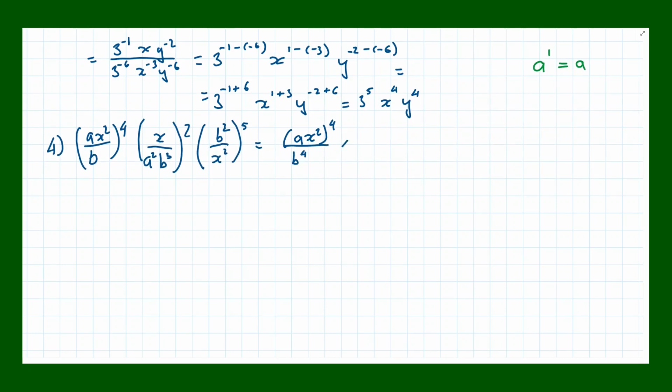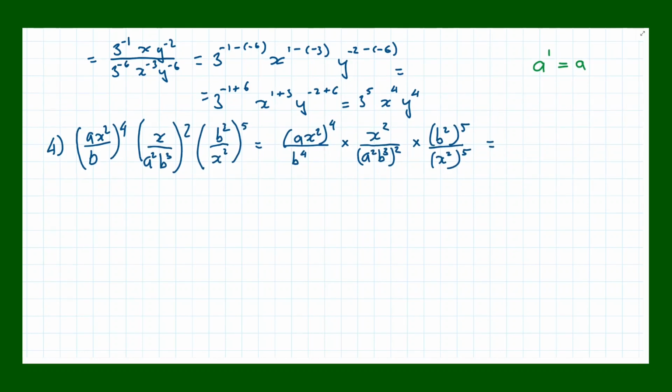And then I have to multiply that with the second fraction, where the numerator is just x, so it's just going to be x squared over the denominator, which is a squared b cubed, and they have to be squared. Last fraction, the numerator is b squared, which has to be raised to the fifth power, and separately the denominator, which is x squared, also has to be raised to the fifth power.